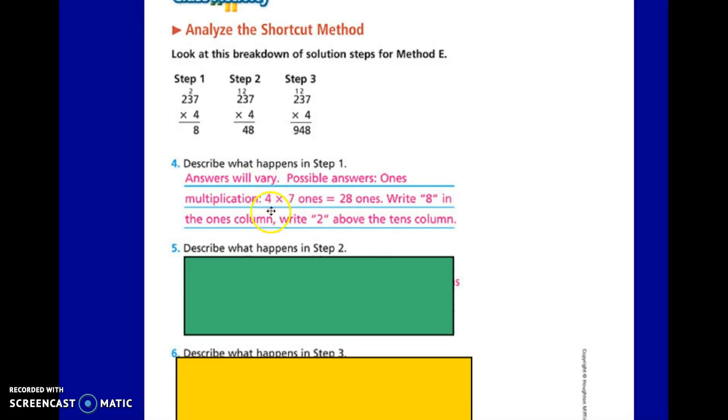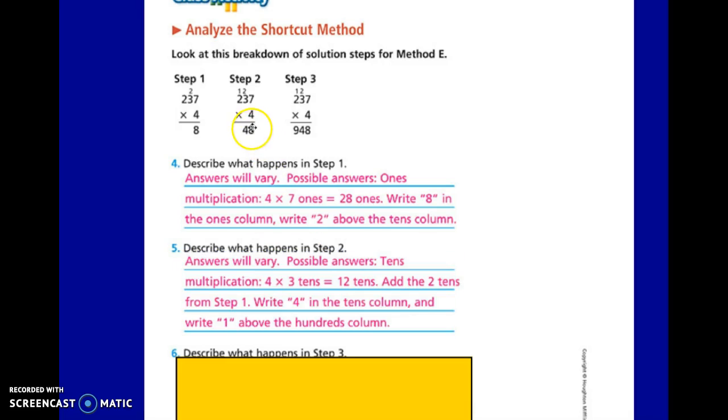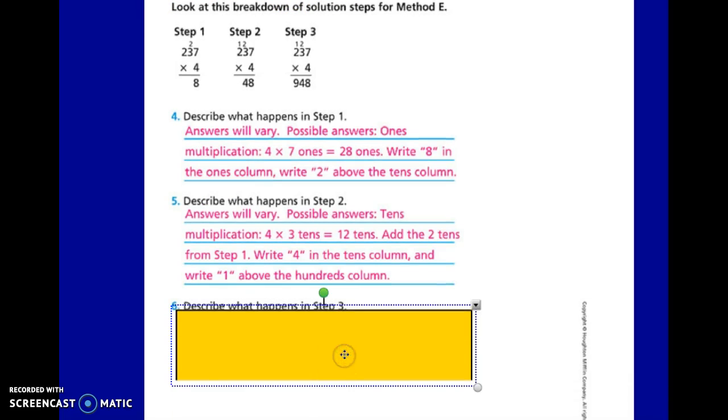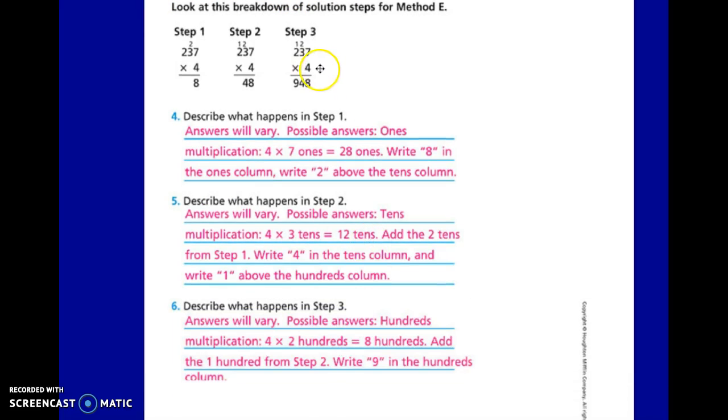Okay, good. Then step 2 here. Now we're going to move over into the 10 spot. So we did 4 times 3, which gave us 12. We couldn't forget to add that 2. So we added that 2, which gave us 14. So we put the 4 in the tens column, and we'll go ahead and write the 1 above the hundreds column. And then we moved on to step 3. In step 3, we go ahead and multiply the 4 times the hundreds column. So we get 8 plus that 1, which is 9, and then we write it into the hundreds column. So we get the answer of 948.